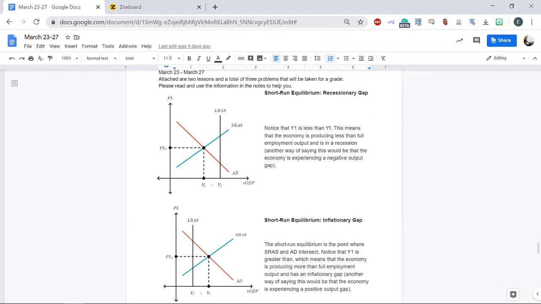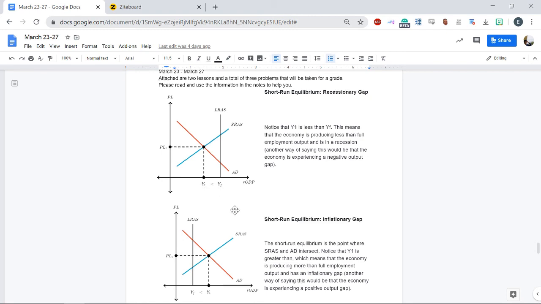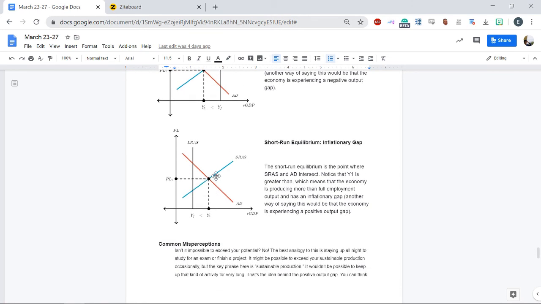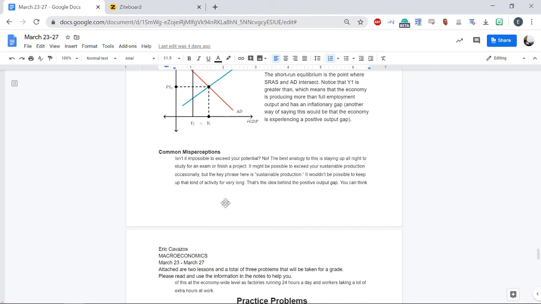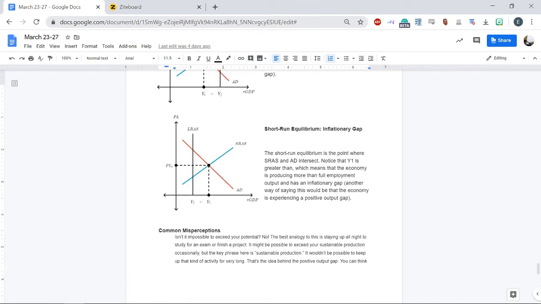Take a look at this second one. We have the short-run aggregate supply and the aggregate demand intersecting to the left of the long-run aggregate supply. Y1 is less than YF. And then we have this one where the short-run aggregate supply and the aggregate demand are intersecting to the right, where this equilibrium is greater than YF. So your graph is going to look like one of these three.